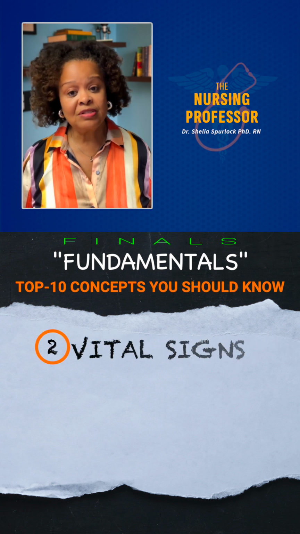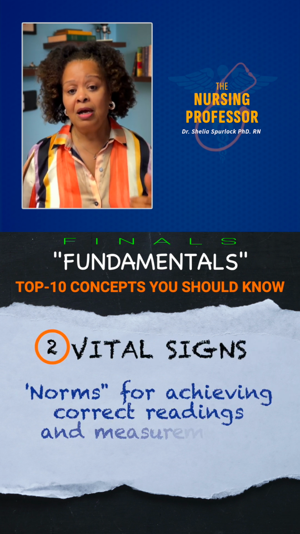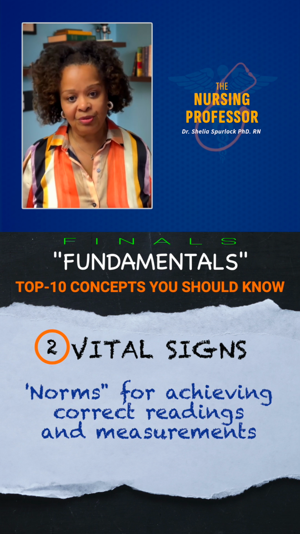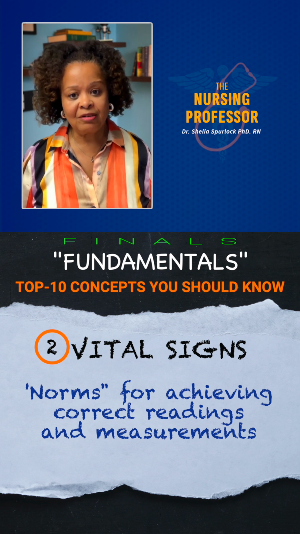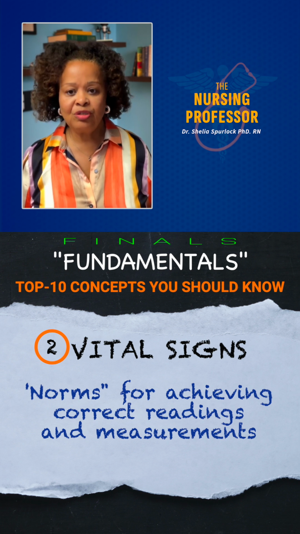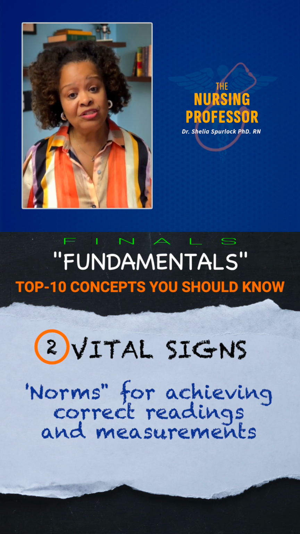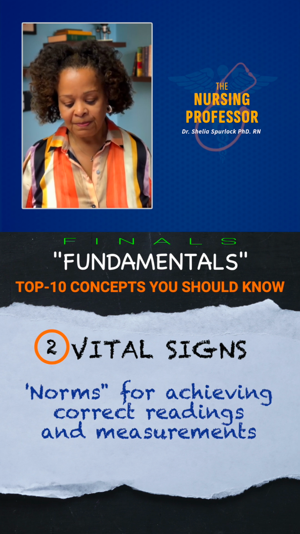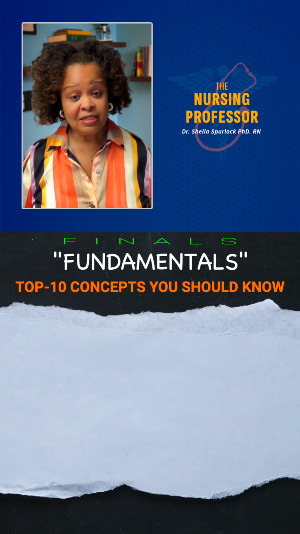Number two is vital signs. You should know the norms for an adult. You should know which thermometer would be best used to get the most accurate temperature measurement, and that would be a rectal thermometer. You want to know where to place your stethoscope in order to hear breath sounds and cardiac sounds.